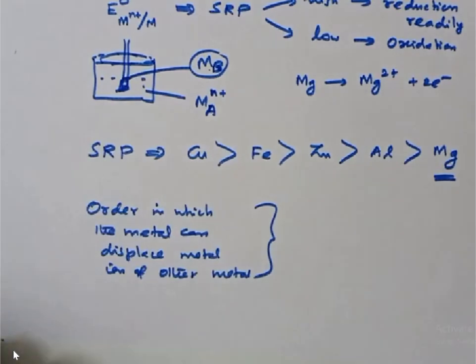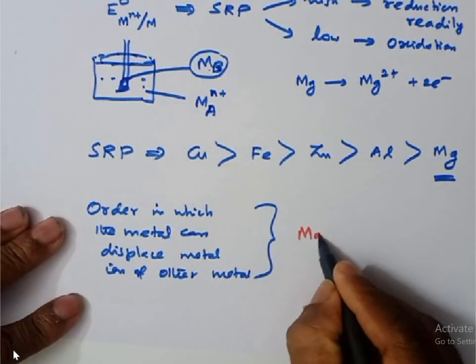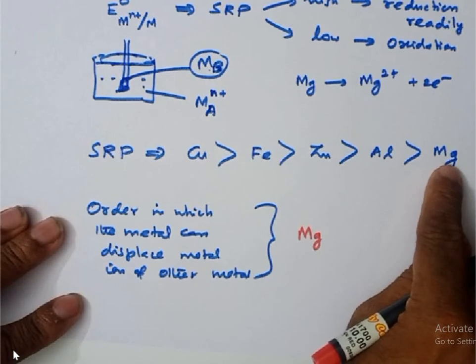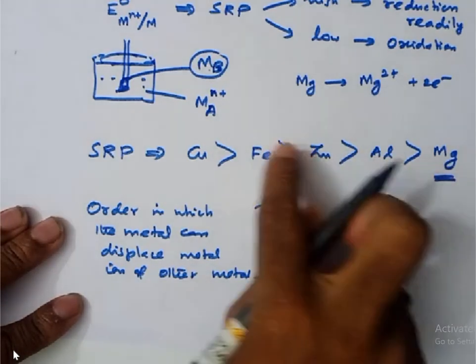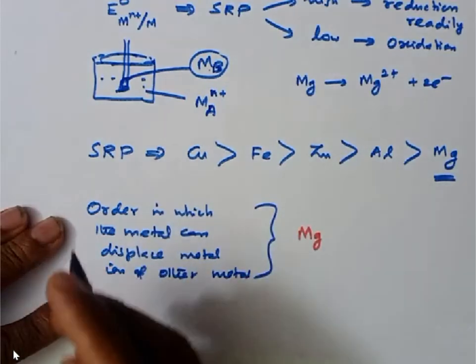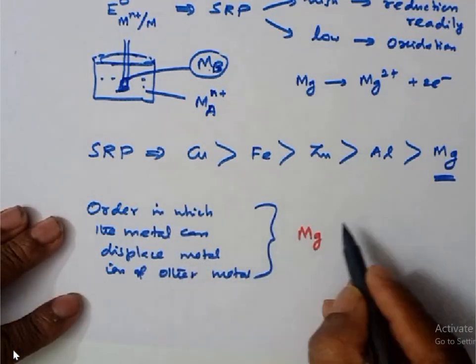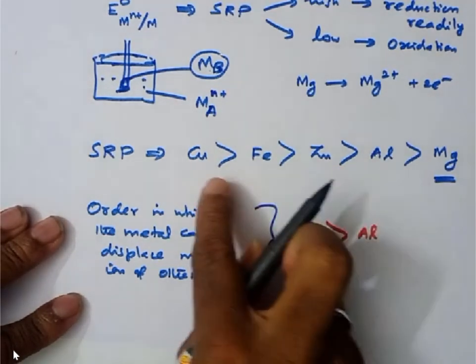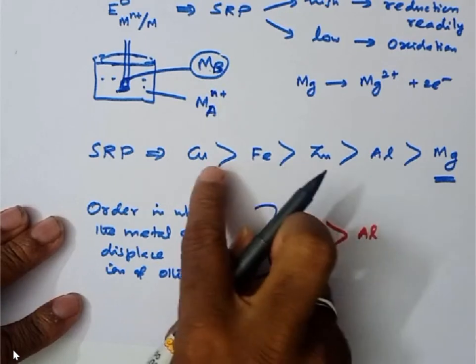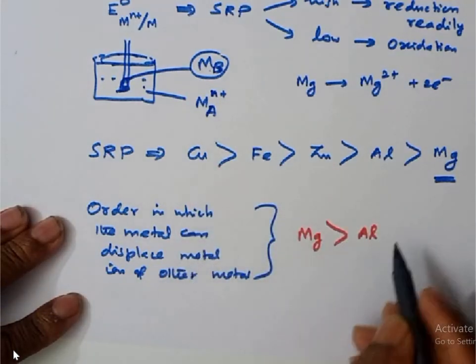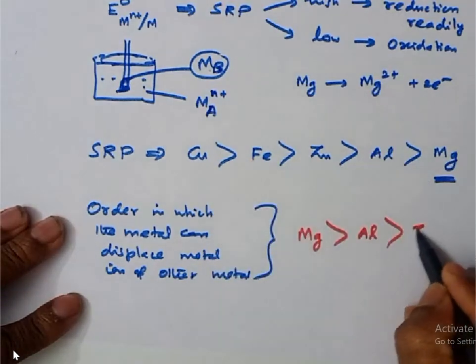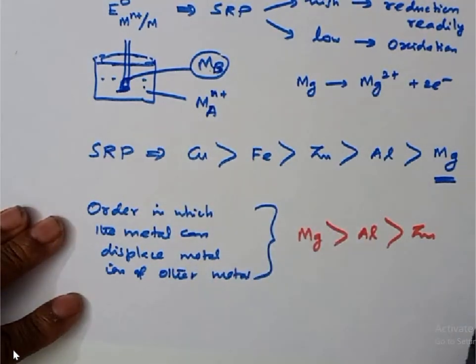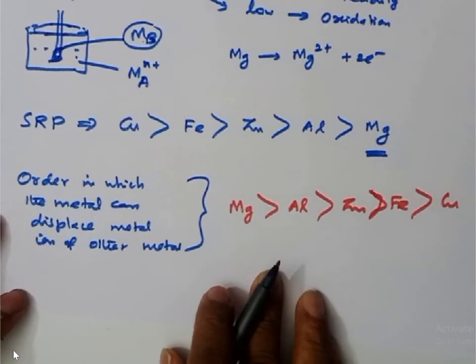The order is this: magnesium, since it has the lowest SRP among these five, can displace metal ions of any of these five. Then aluminium can displace cupric ion, ferrous ion and zinc ion present in the solution. Then zinc can displace cupric ion and ferrous ion. Then iron can displace cupric ion present in the solution. Okay, so this is the order.